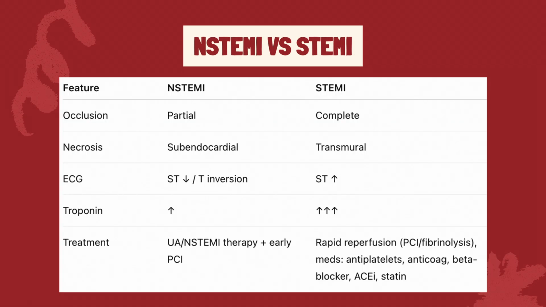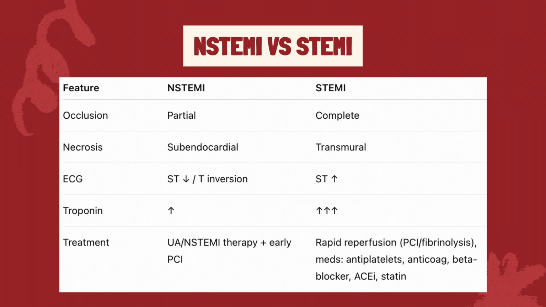The difference between NSTEMI and STEMI lies in the extent of occlusion. NSTEMI is a partial occlusion, causing subendocardial necrosis and ST depression. STEMI is complete, causing transmural, so across the entire wall, necrosis, and ST elevation. Both elevate troponin, but STEMI usually has higher levels.